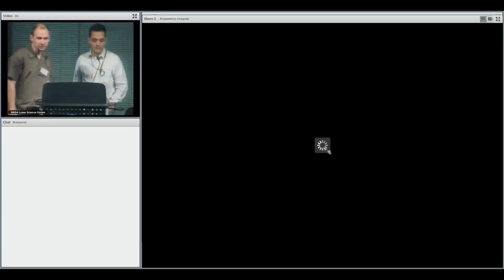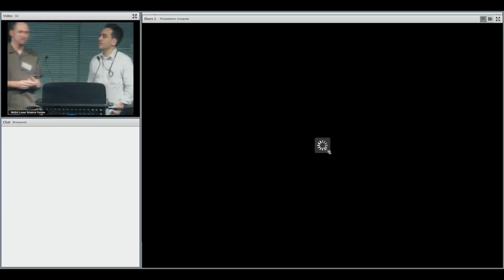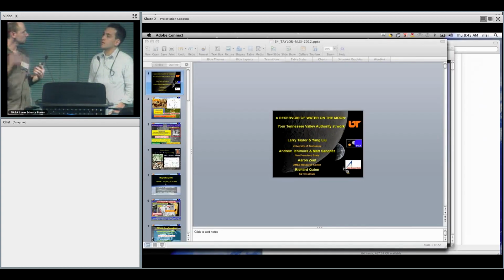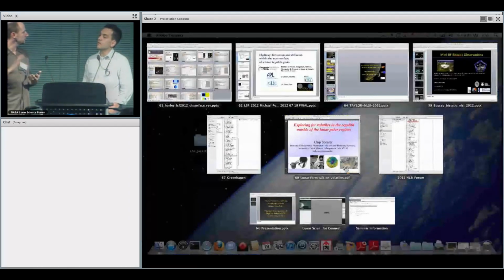I have one actually. It might be for Dana. On the modeling, what sort of energy do you use for the sputtering in the non-shadowed craters?